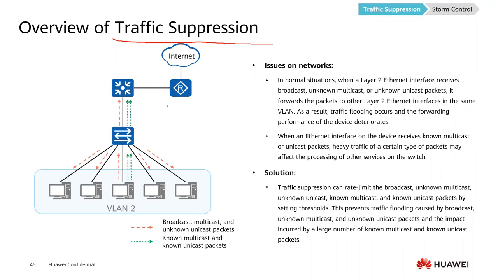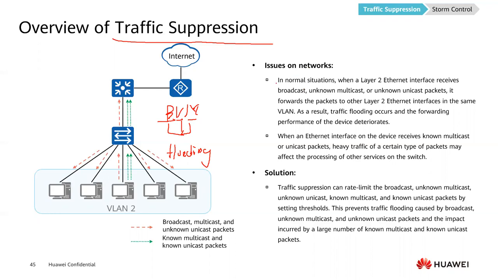for BUM traffic. What is BUM traffic? BUM means broadcast, unknown unicast, and multicast. They have the same flooding behavior on switches. So we should know that in a real network, for flooding traffic, we should limit its flooding scale. So how to limit it?